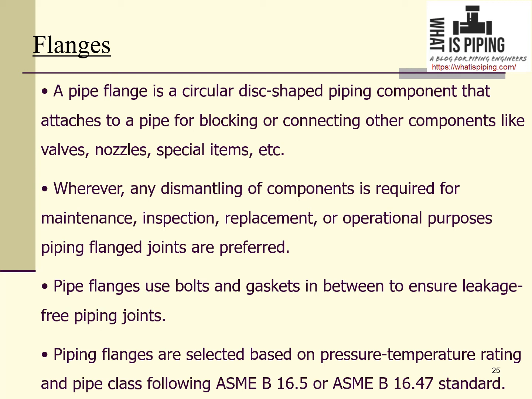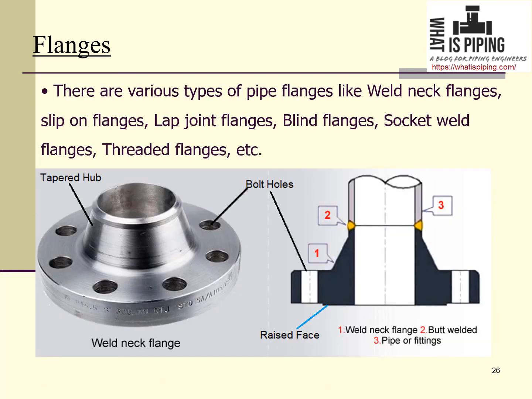Piping flanges are selected based on pressure temperature rating and pipe class following ASME B16.5 or ASME B16.47 standard. Here ASME B16.5 is used for pipe sizes or flange sizes up to 24 inch. For higher sizes, we use ASME B16.47 standard.